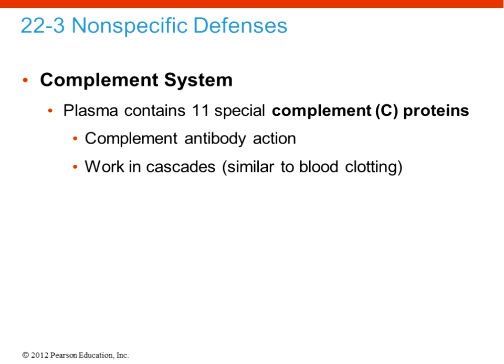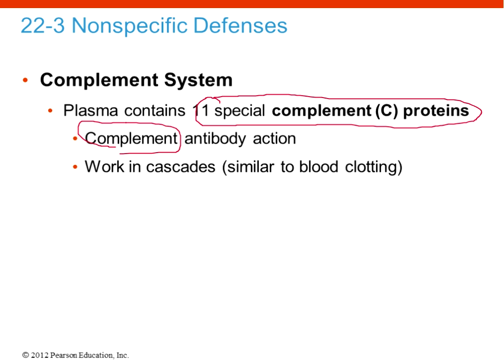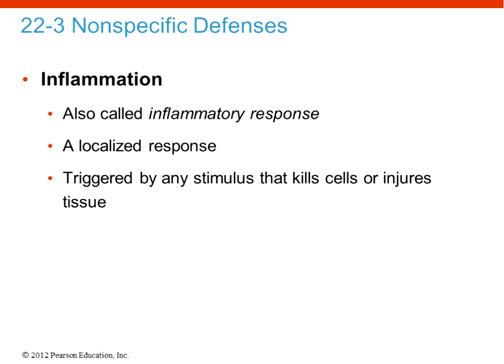This is a pretty complex program, so I think all you really need to understand is it has these 11 complement proteins, or C proteins, that really complement, as the term indicates, antibody action. And they work in a cascade of events, a positive feedback loop, kind of like blood clotting does, where it gets enhanced and stronger to aid antibody action. Okay, so that's all you really need to know about complement.